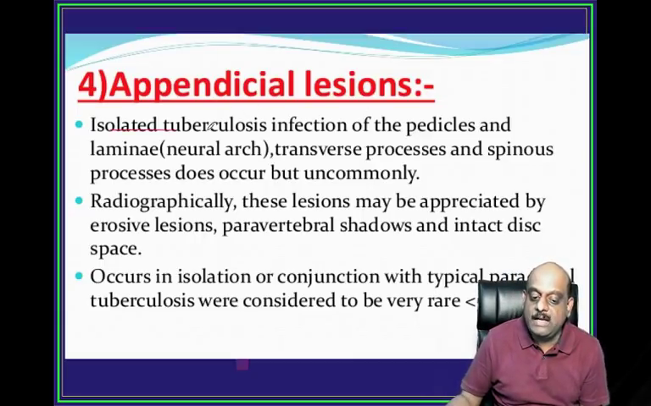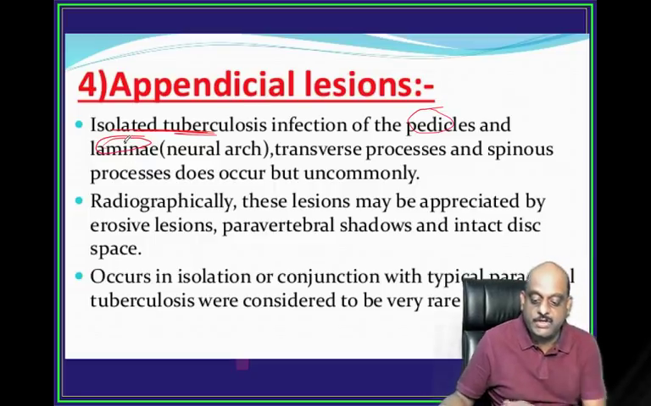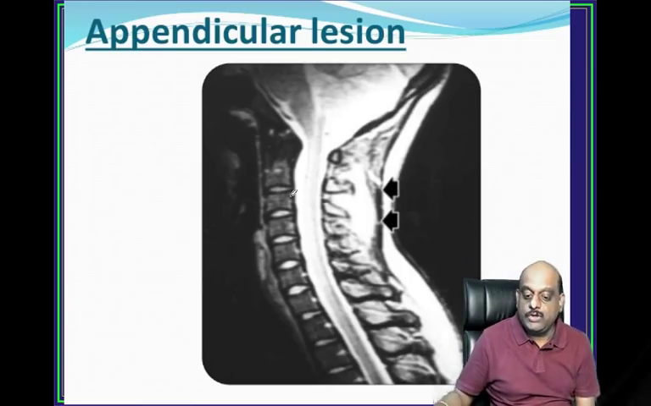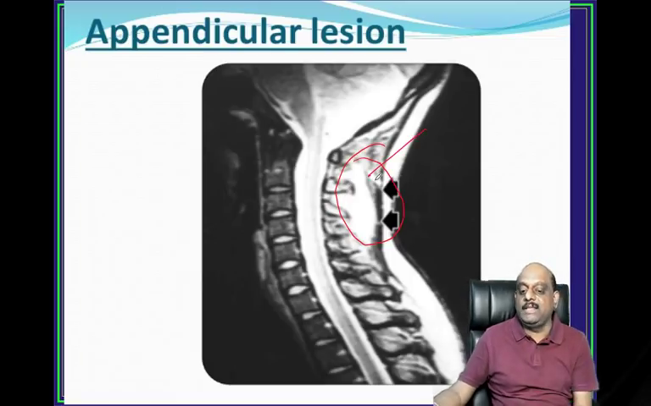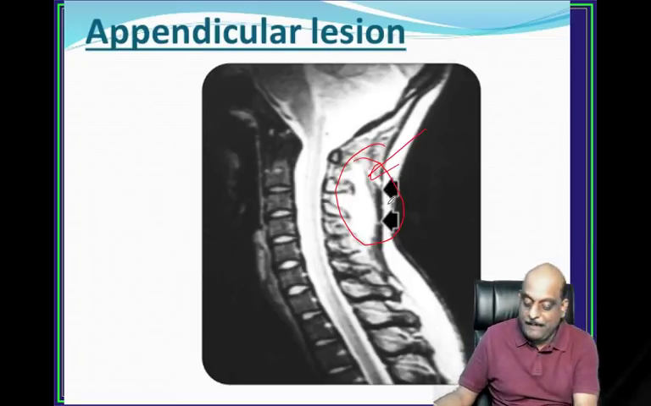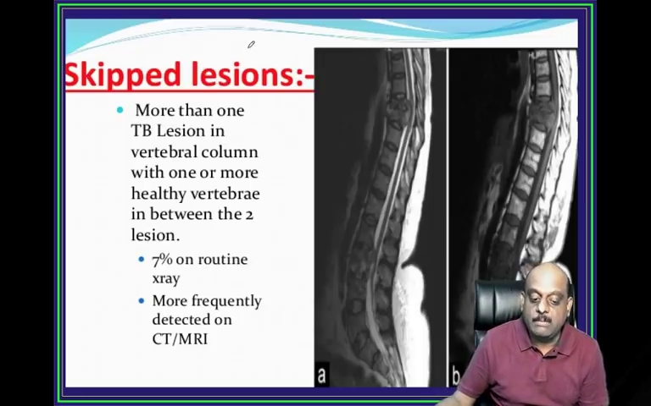Then appendiceal means isolated TB of the pedicle and laminae. That is what you should understand. So only the pedicle and laminae get affected, as you can see. This is an example of the appendicular lesion. Sometimes there can be skipped lesions.